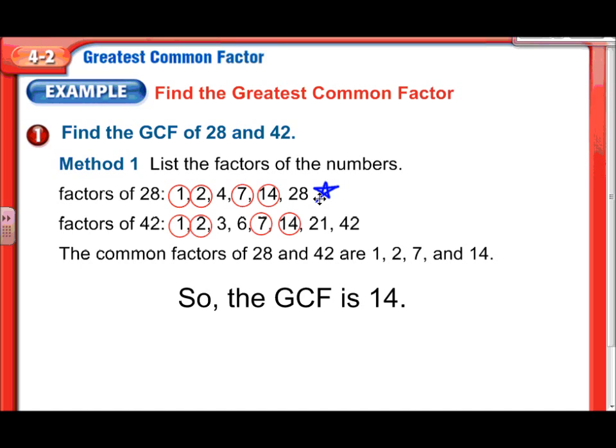The factors of 42, again, the numbers that can go into 42 evenly, are 1, 2, 3, 6, 7, 14, 21, and 42. Now, what's the greatest one they have in common? Well, you can see they have 1, 2, 7, and 14 in common. They both have those as factors, but the biggest one is, of course, that 14. So there you go. That's one way of finding the GCF.